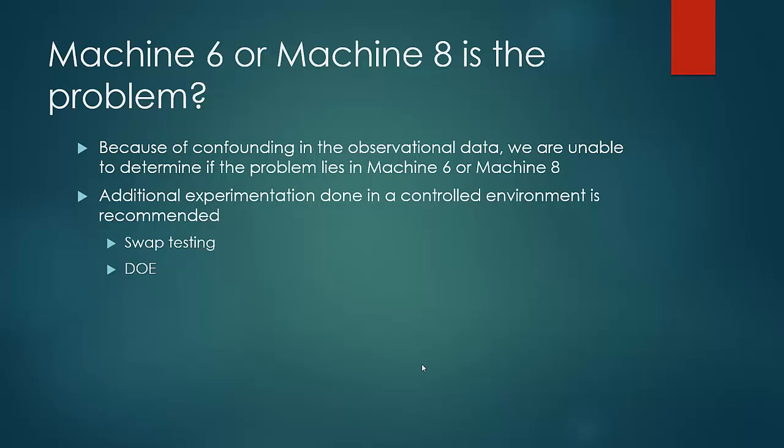So there would need to be additional experimentation done in a controlled environment so that you could determine if it really is machine 6 or machine 8 that's causing the problem. Now, I just offer here a couple of suggestions for those people interested in learning more about these kinds of methodologies. You'll have to do some additional research on your own. One book that I would recommend is called Statistical Engineering by Steiner and McKay. In there, they talk about swap testing, but the point is that there's going to have to be additional experimentation of some sort that will help you to sort out where the problem is if there's redundancy in the data.